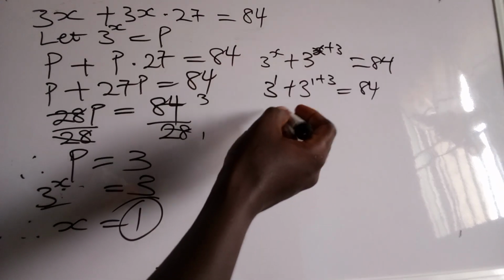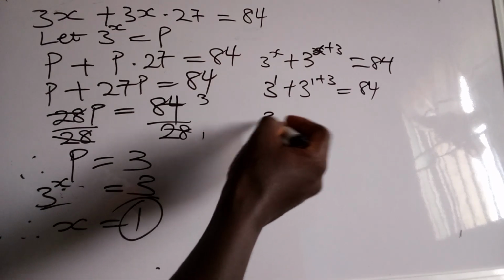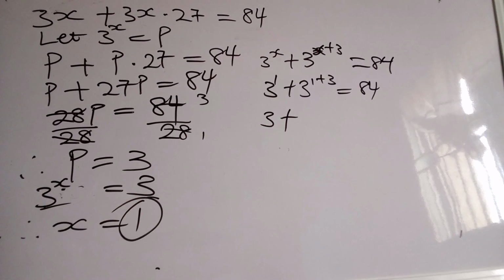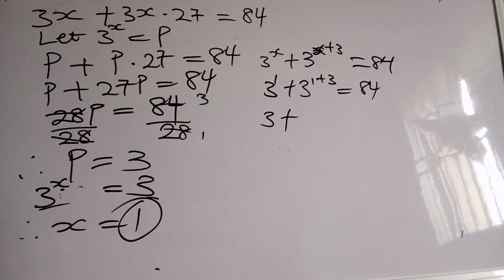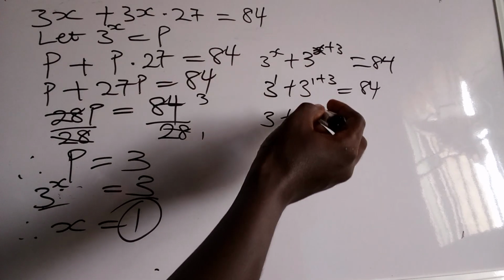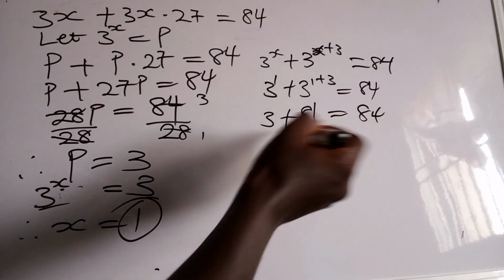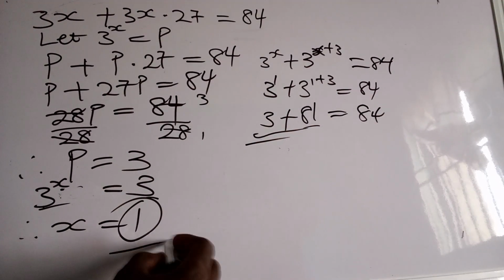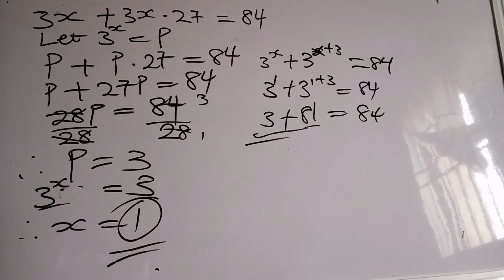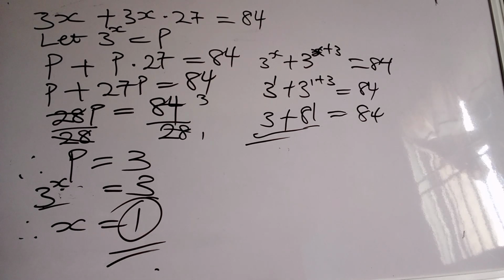Here we have 3 raised to power 1 is 3, plus 3 raised to power 4, that's 81. So definitely our answer is correct. So this value of x, which happens to be 1, is the correct answer.